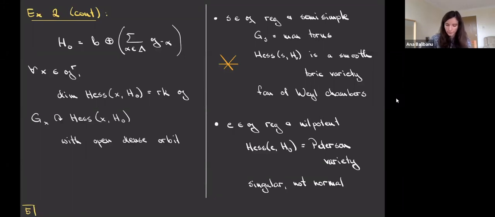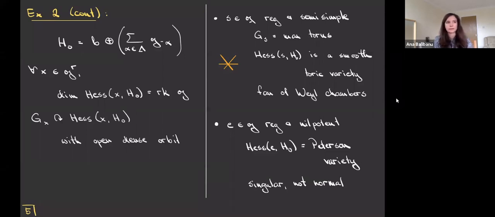Okay, and then at the other extreme, we have regular nilpotent elements. And a regular nilpotent Hessenberg variety for the standard space is something called the Peterson variety. And this is something that was introduced by Dale Peterson in the 90s in different contexts. So he wasn't interested in any of the Hessenberg setting, but they've turned out to be very useful in representation theory.